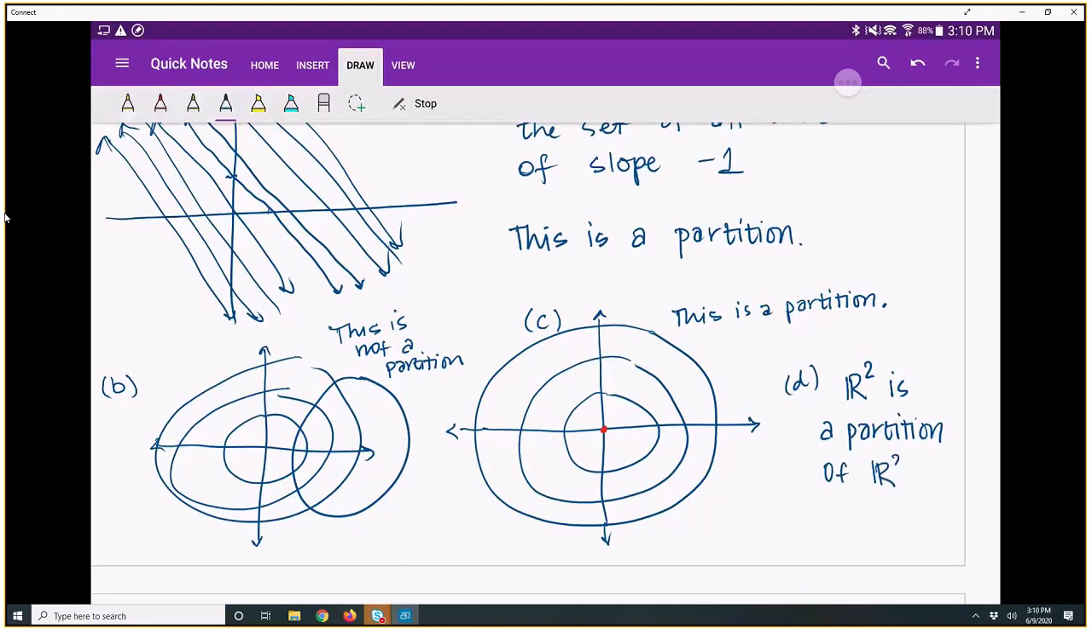Again, if we think about what's required to be a partition, R2 does cover all of R2, and since there's only one set in the partition, we don't have to worry about disjointness. So it's sort of a trivial partition of itself. The whole set is a partition of itself.